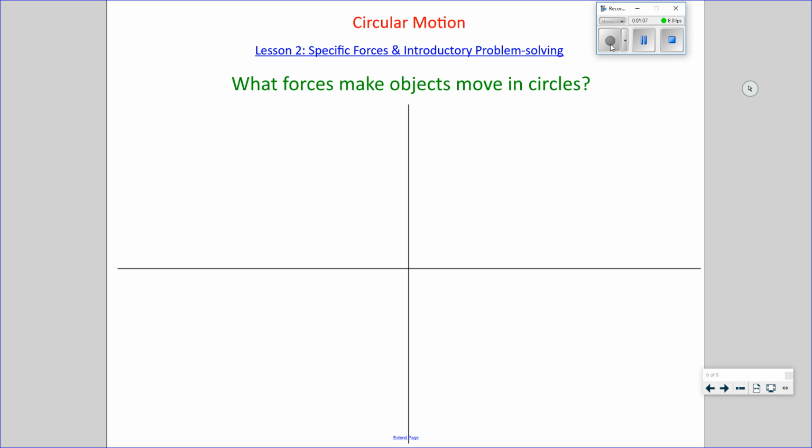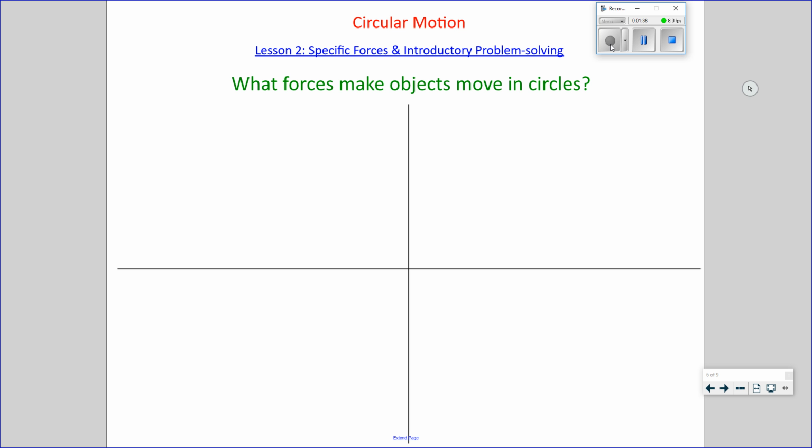We left off saying that this idea of centripetal force is not a different kind of force. Any of the forces we already know about, or sometimes some of those forces, can act as a centripetal force. What that means is one of those forces might be a force that always points towards the center of a circular path. That's the criteria for a force being a centripetal force.